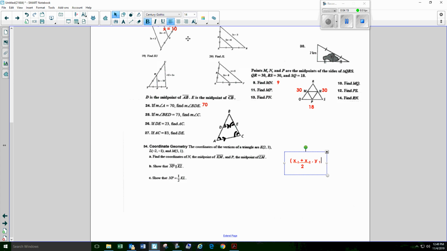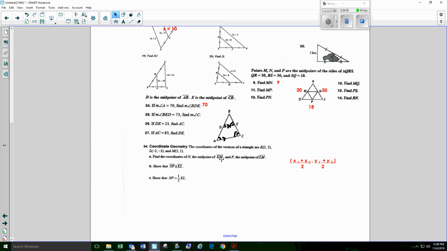Y sub 1 plus y sub 2 divided by 2. Same exact thing. And that gives you my midpoint. So that's the midpoint formula. You got to have that memorized. Okay, you'll see that.